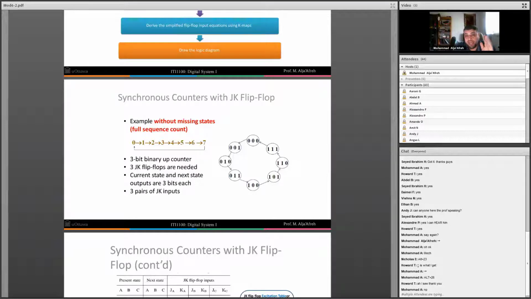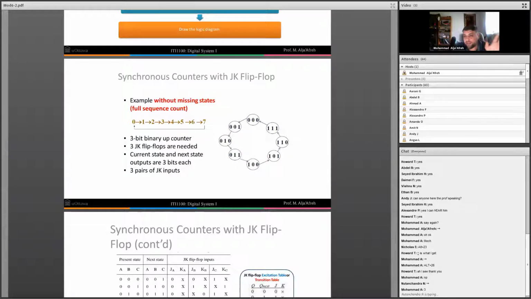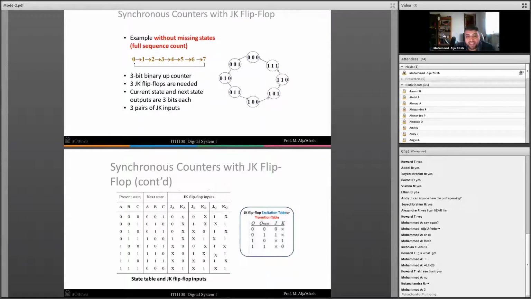Okay, so now let's take step one. Step one is we already drew the state diagram of the synchronous counter, and this synchronous counter is going one at a time, and after we reach 7 we go back to 0. So how many bits do I need to encode this? How many flip-flops? Perfect. We need 3 flip-flops. Therefore, I will encode the most significant bit of the flip-flop to be A, B, and C. So this is exactly the present state.